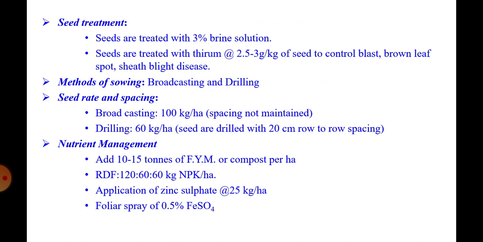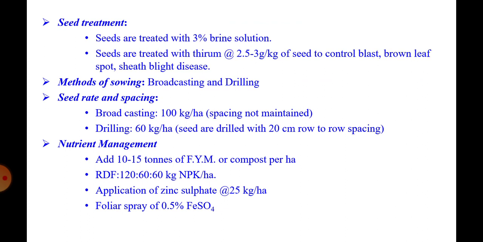Then nutrient management. Apply 10 to 15 ton FYM or compost per hectare before last harrowing. The recommended dose of fertilizer is 120-60-60 kg NPK per hectare. 50% of nitrogen and the full dose of phosphorus and potash should be applied as basal dose, while the remaining 50% nitrogen should be given in 2 equal splits during tillering and panicle initiation stage.